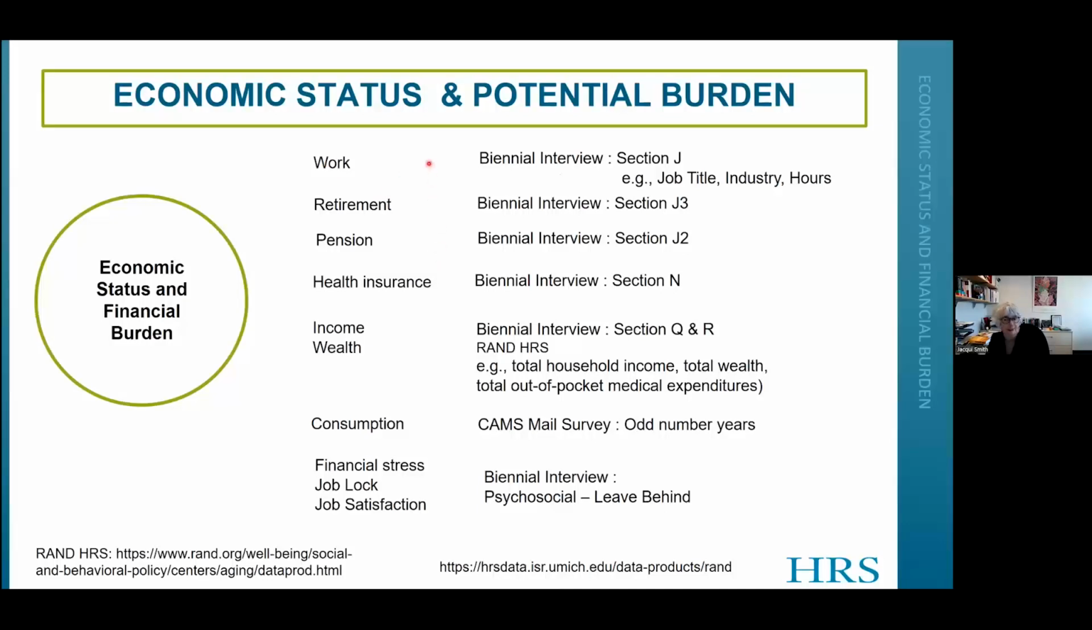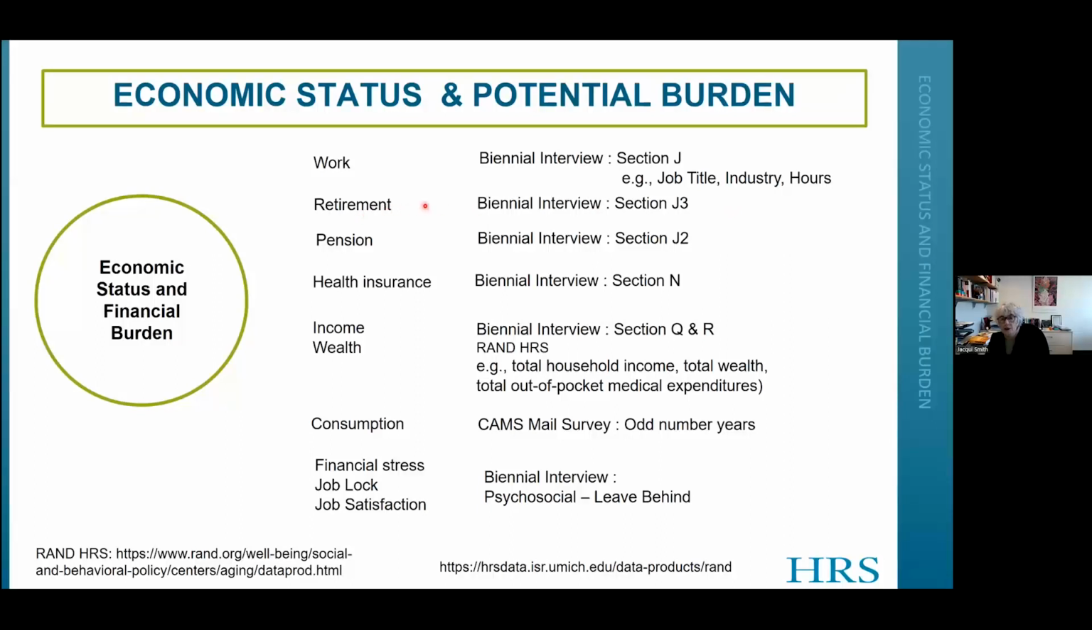Takes quite a chunk of the interview each wave. But it's actually really valuable. So if you're thinking about work, now people, of course, enter this study and they're still in the workforce. Not everybody is, obviously. But we know their job title, what industry they're in, how many hours they worked, whether they're full and part-time, all of these sorts of things. And these can all be linked to O*NET and a lot of additional information.